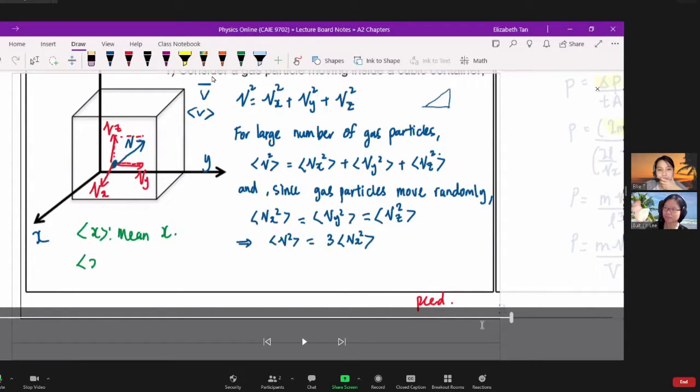So now Vx square plus Vx square plus Vx square is 3 Vx square. And why are we doing this, miss? You will see later. All will be revealed. So let's continue.